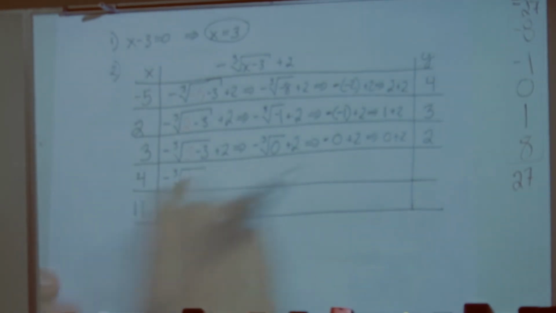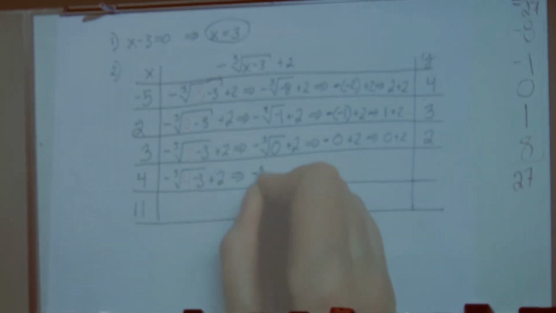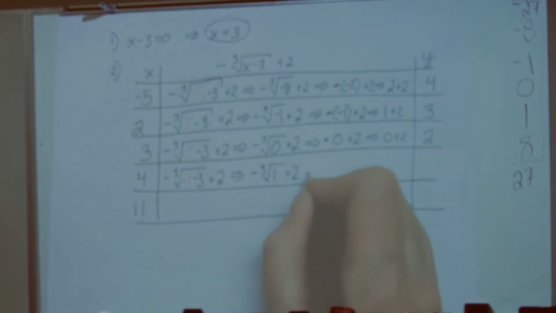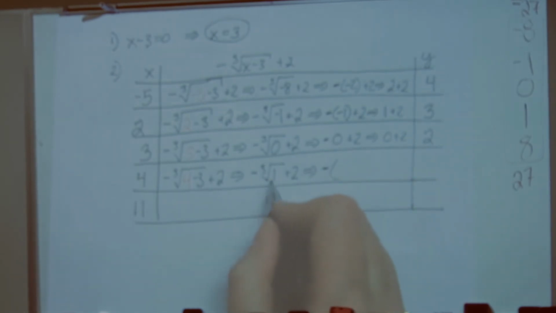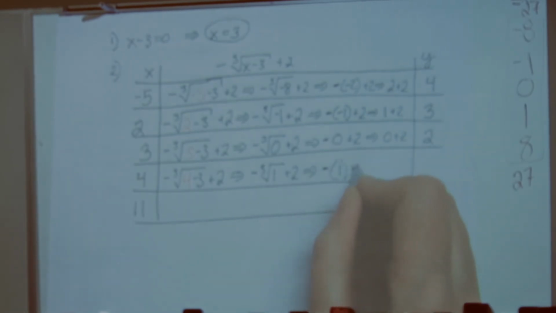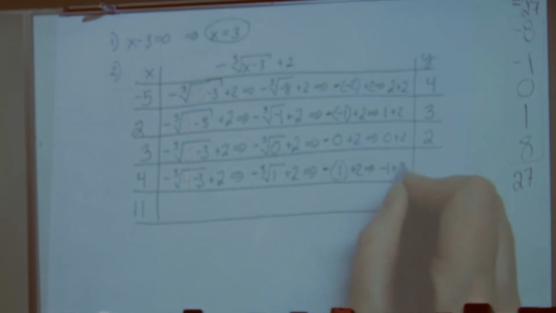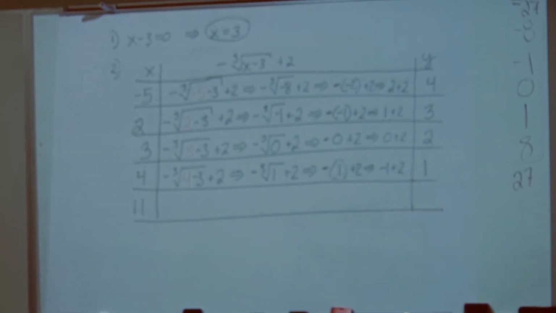Alright. We have 4 minus 3 plus 2. So we have the negative cube root of 1 plus 2. Now, when I pop out the 1, the cube root of 1 is 1, right? So I have -1 plus 2, which gives me 1. Are you seeing a pattern when you put it in right for your x's? I bet you I know what the next y value is going to be without having to do any work. You think it's 0? We think it's 0, right? Why not? Let's try it.